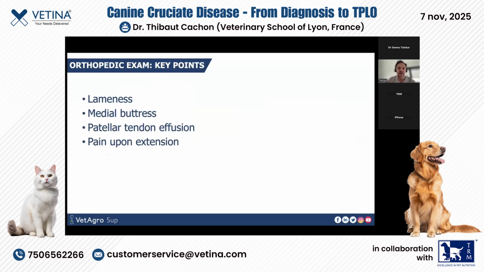The key point for the orthopedic exam, I think, for the cruciate is to think that, of course, there is a lameness, there is a medial buttress. Other dogs with a stifle injury with cruciate disease get medial buttress and patellar tendon effusion. And most of the time, you also get some pain upon extension. And this is clearly what you will get in the partial tear: medial buttress, patellar tendon effusion, and pain upon extension. That will give you a very strong suggestion that there is a cruciate problem in this dog. It's very high suspicion of cruciate disease when you get those clinical signs.